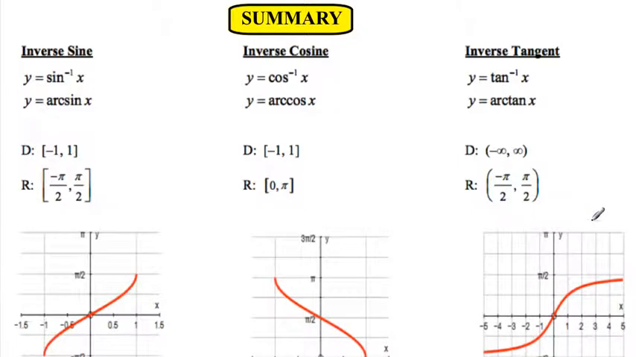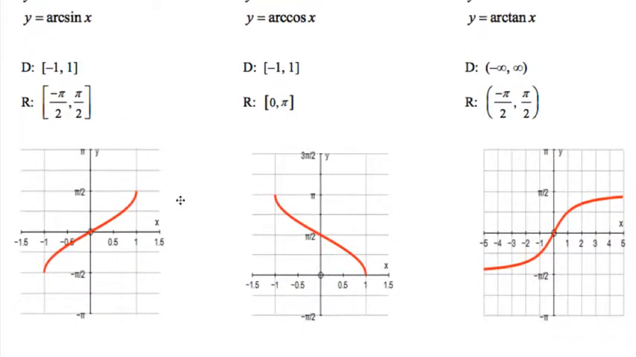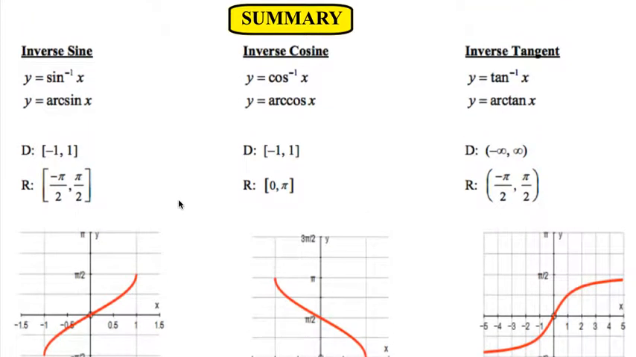Here's a summary for you of the different properties for your inverse trig functions, giving you what they look like: y equals the inverse sine of x, or the arc sine, giving you the domain and the range and what the graph looks like. I just thought that'd be a neat thing to include as a reference for you. It was all kind of nice and condensed.